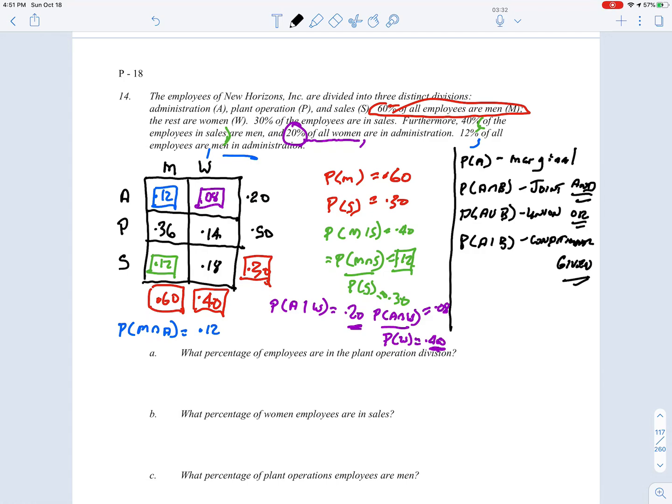Given that, let's see if we can figure out some probabilities. What percentage of employees are in the plant administration division? If we've done this correctly, we should be able to read that right off the table as 50%.